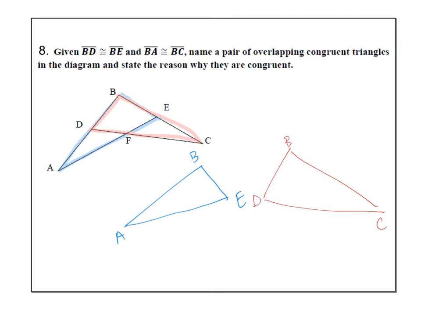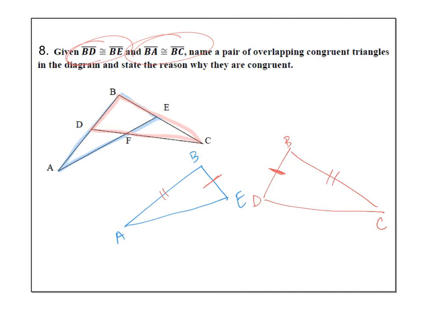Okay, now I'm going to go back up to the information at the top. Side BD, which is right here in the red one, is congruent to side BE. I'm going to put tick marks on those. At the top, it told me those were congruent. Also, side BA, so this guy, is congruent to BC, this guy. So far I have side, side.